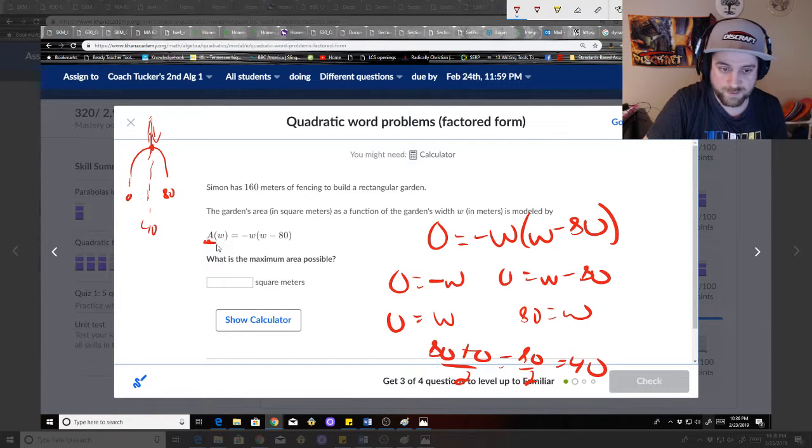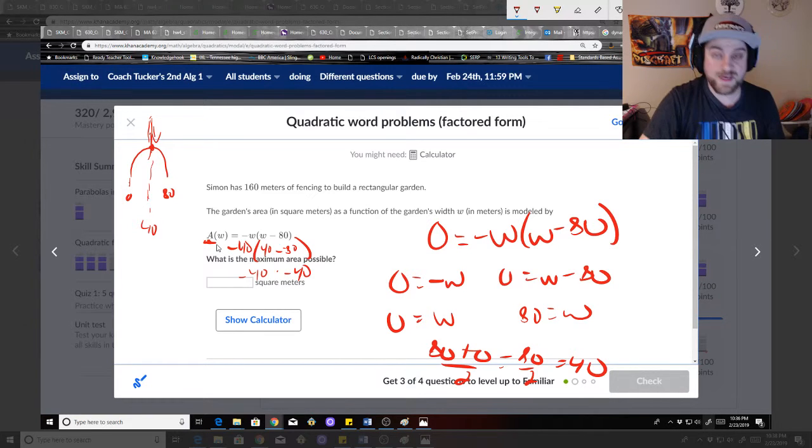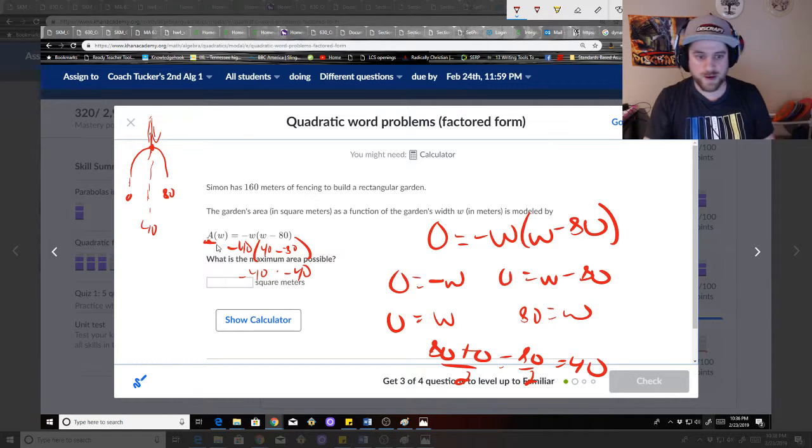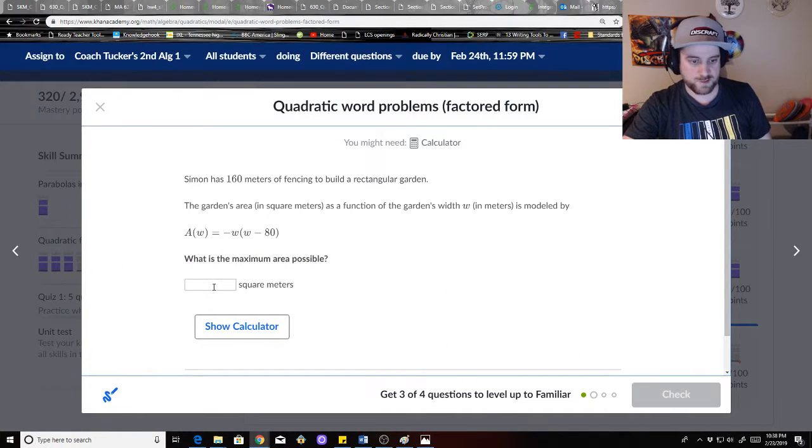So now if you plug in 40 for this, you got -40 times (40 minus 80), which is -40 times -40. That's good because a negative times a negative makes a positive. We have a maximum area, so it should be a positive number. We're good. 40 times 40, well, 4 times 4 is 16, and there are 2 zeros, so 1,600. So there is our answer, 1,600.